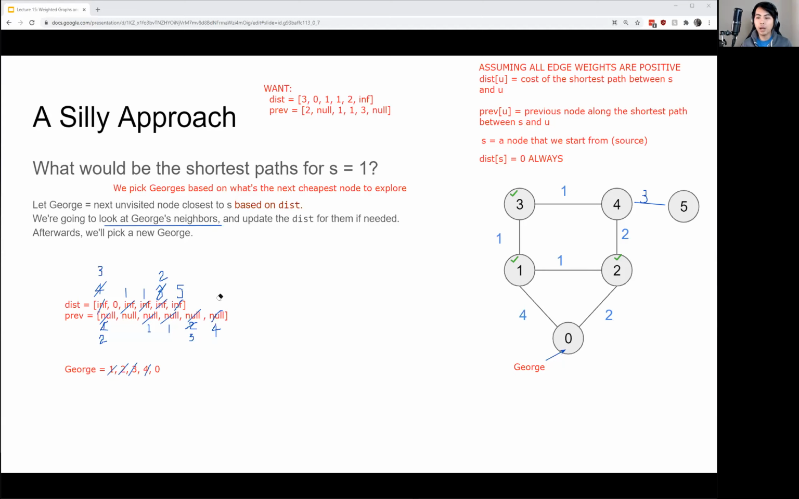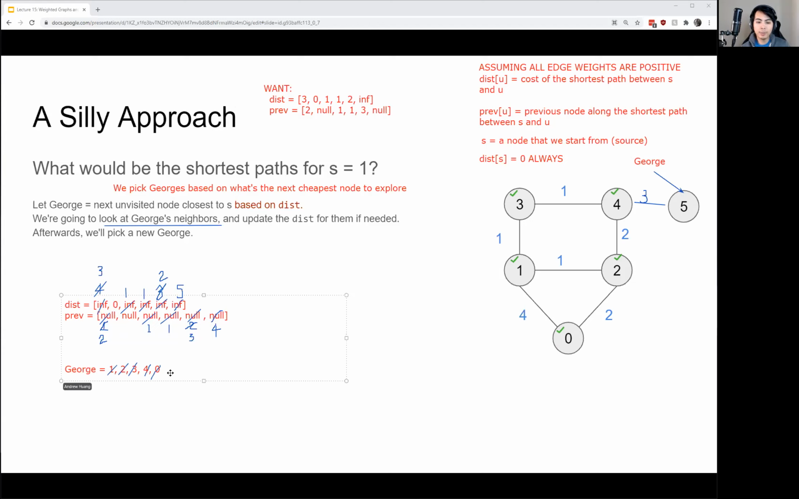All right. So someone asked, why did we pick 0 here instead of 5? We picked 0 as the next George because we only had 5 and 0 as the next unvisited nodes. And between the two of them, 0 was cheaper to get to than 5. But now that we've went ahead and visited 0, we're going to go ahead and move now to this 5 here. Right? That's the last George that we have. All hail George V.